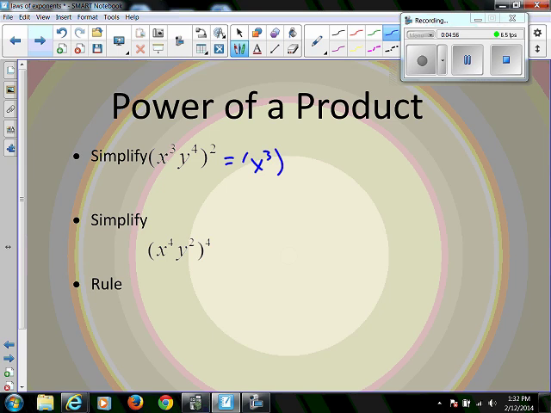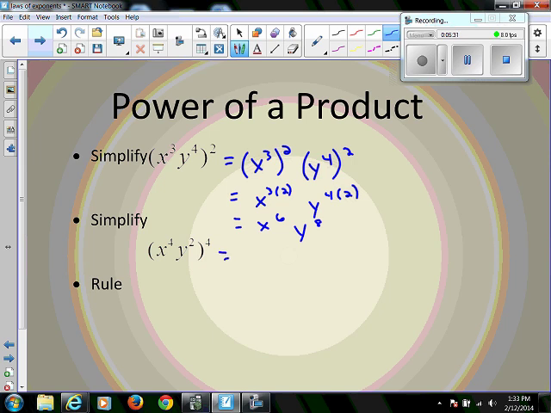I have x cubed squared. Now I'm going to act like I don't have x cubed, so I have y to the fourth squared. Now what rule is this? Yes, it's the previous rule where we multiply the exponents. X to the sixth, and 4 times 2 is 8. X to the sixth, y to the eighth. Remember, we should be checking using our calculator.